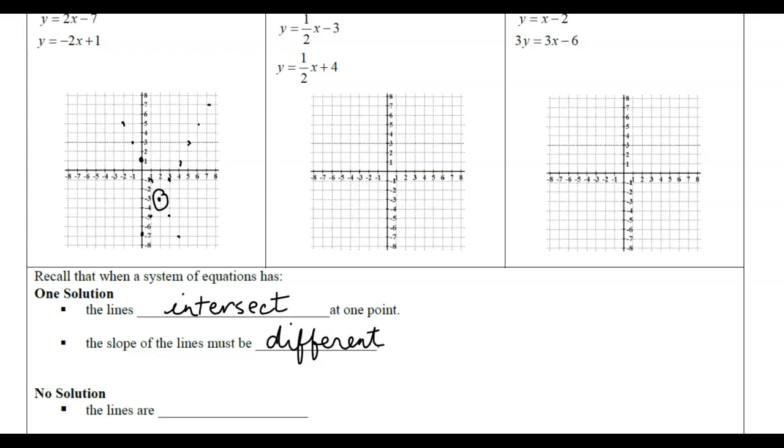Next one, take a look at the slopes. Are they the same? Is a half the same as a half? Yes. Okay? Are the y-intercepts the same? No. So these are going to be parallel, but distinct, I call it. They're going to be the same distance apart all the way along. So here, when I graph this one, then it's going to be up 1 to the right 2, so like this.